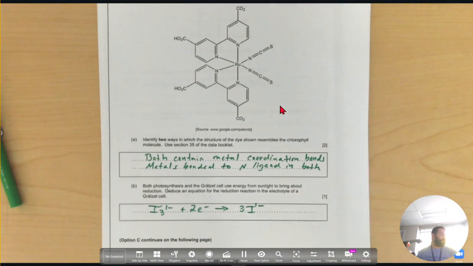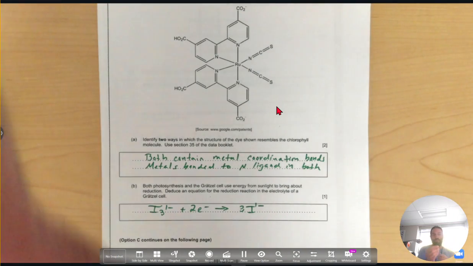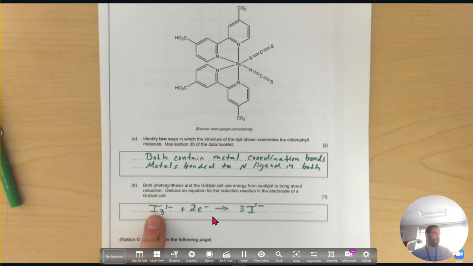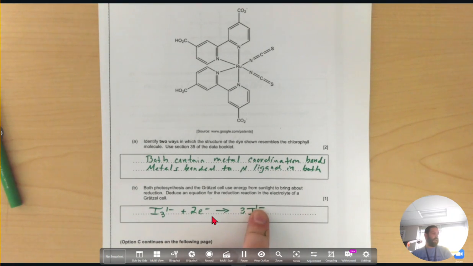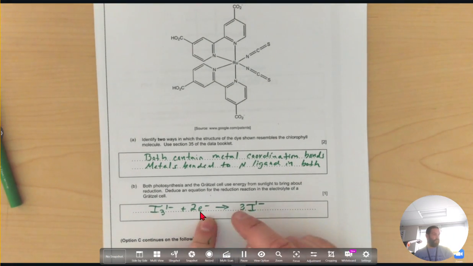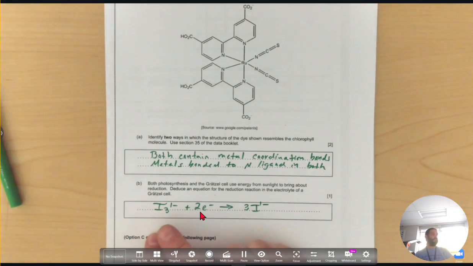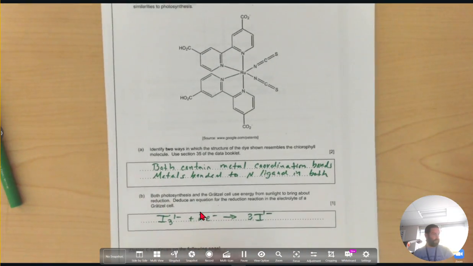So both photosynthesis and this cell use energy from sunlight to bring about reduction. Deduce an equation for the reduction reaction in the electrolyte. So what you need to know is that in the DSSC, the electrolyte is just the same reaction reversed between I3- triiodide and iodide. So if we reverse this arrow, it would be the oxidation of iodide to triiodide. Since it wants the reduction, we show the reduction process.